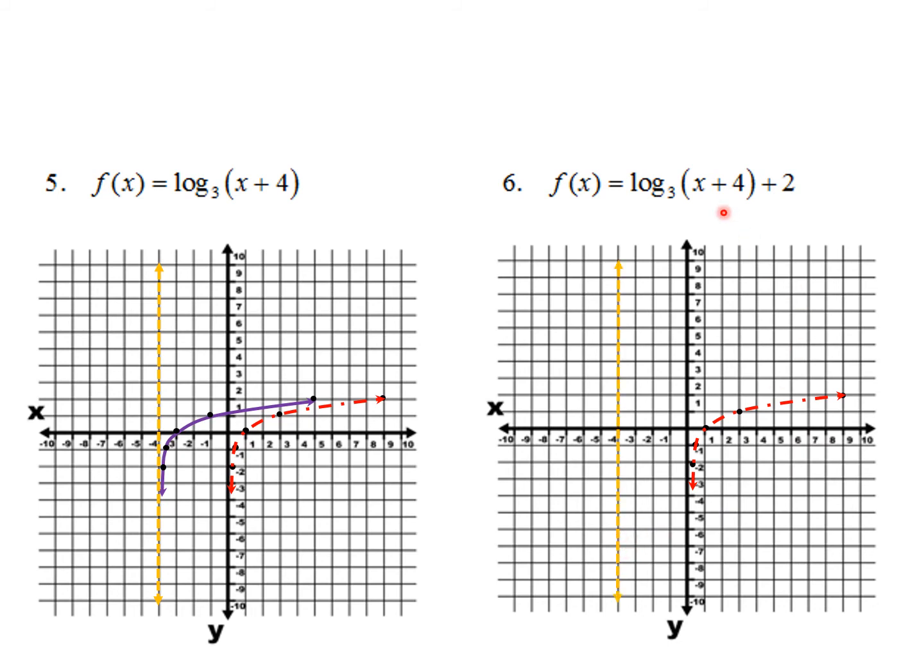We'll do this last one. Transformation. It goes to the left 4. It also goes down 2. Let's go ahead and move our vertical asymptote. It is normally right here at x equals 0.